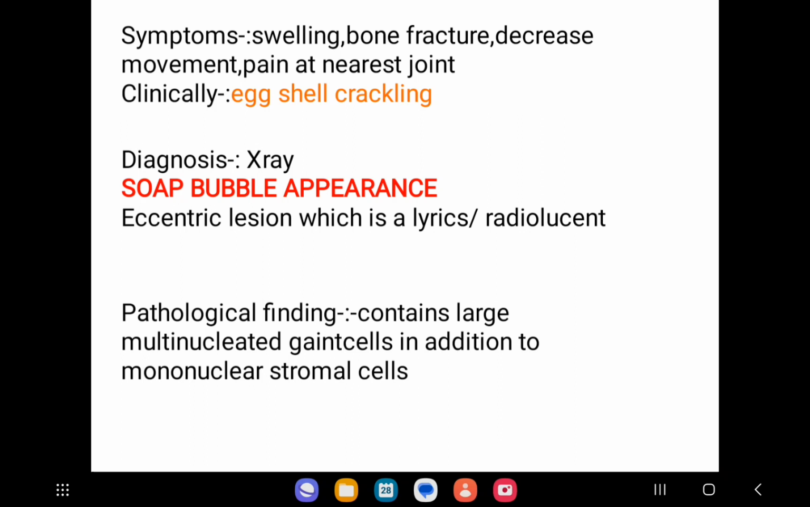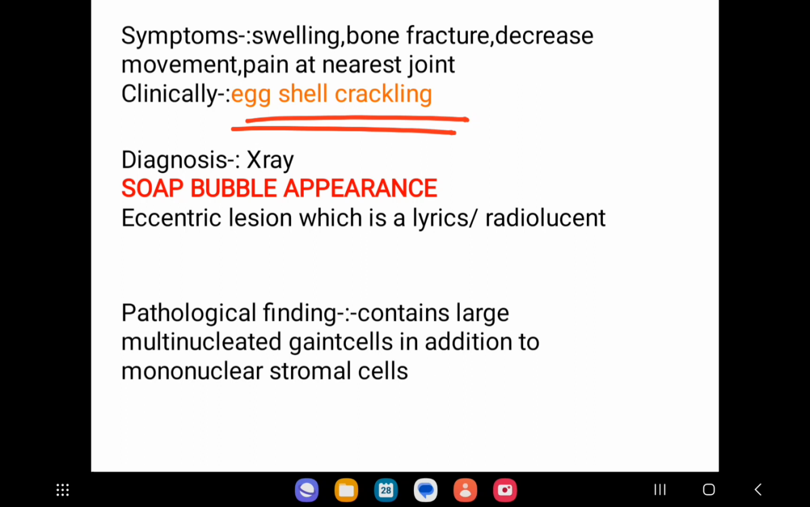Symptoms being swelling. Because it has the property to cause bone destruction and even has a malignant potential, this can easily lead to bone fractures. Then there is decrease in the movement and pain at the nearest joint where it is occurring. So what do we find clinically? Clinically, we find eggshell crackling appearance. This is very important. Eggshell crackling.